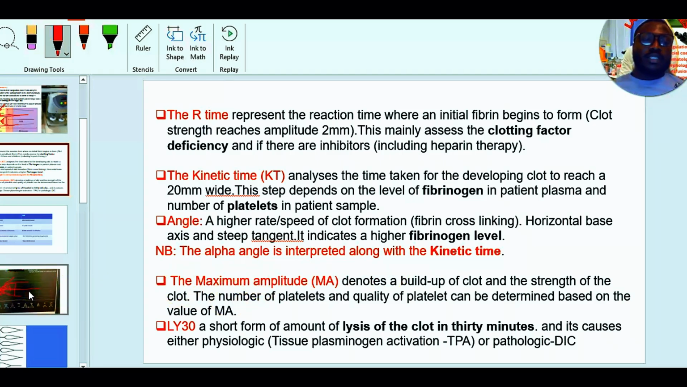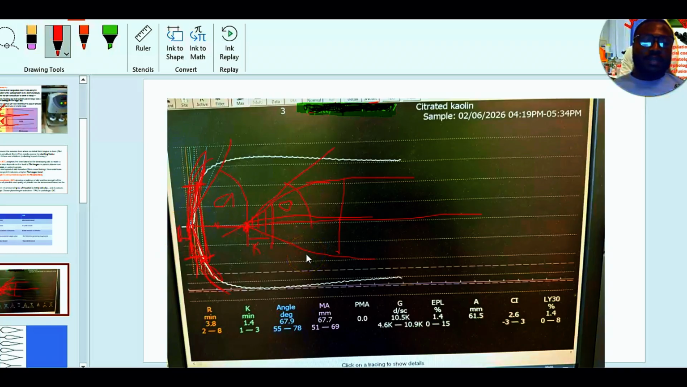When I was explaining this graph, I explained that as platelets are trapped in here, the size increases and it goes on until the strongest or widest clot is formed. This depends on how many platelets you've got, if they are normal, and two, the quality of your platelets. Remember that in the platelet ultrastructure, the platelet has surface glycoproteins, which are their binding sites.